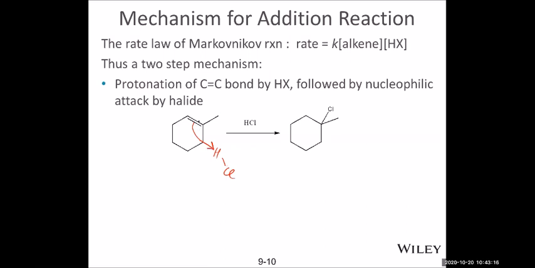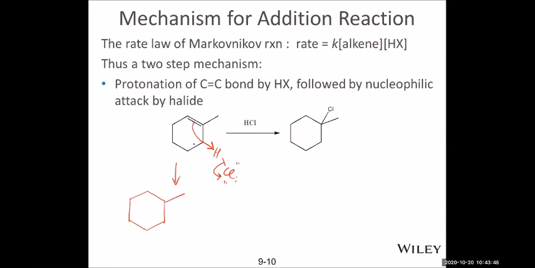So this is basically a nucleophile. Alkenes are nucleophiles because they are rich in electrons. They attract the positive part of the molecule. So our first step should give us a carbocation. Okay, the carbocation.